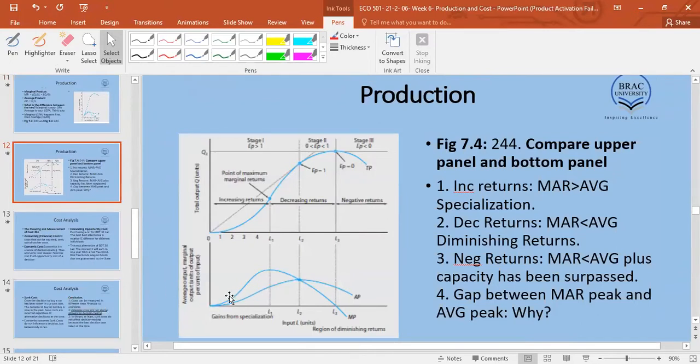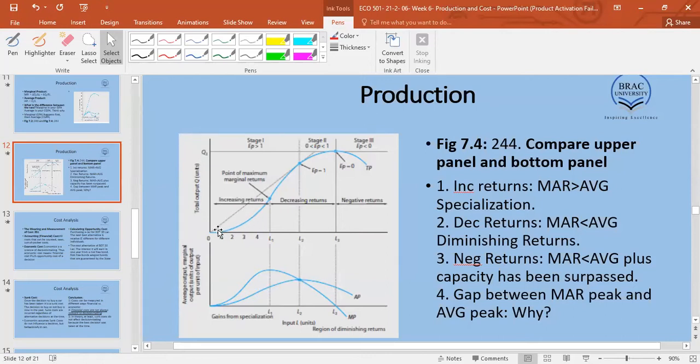Let's forget it. In the bottom of the panel, we have the same thing. Marginal peaks first over here, and then average peaks over here. Now, above one is something that we need to address. We said that if the capacity of the farm is fixed, initially the farm will be very productive. Then the farm starts to become less productive.